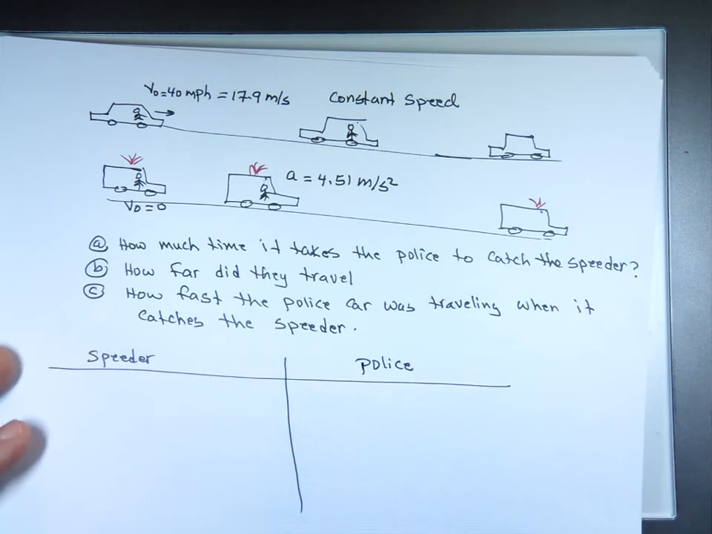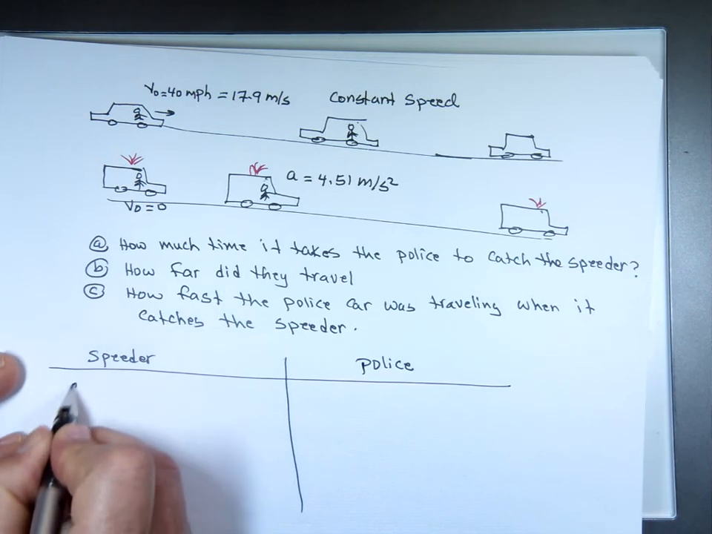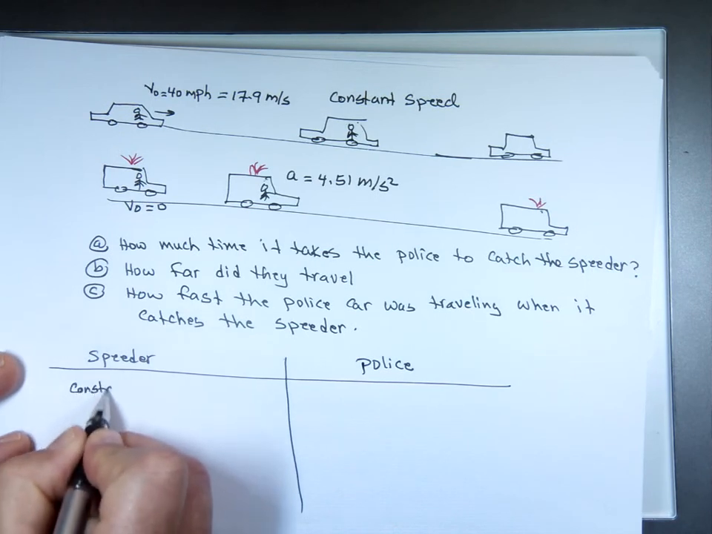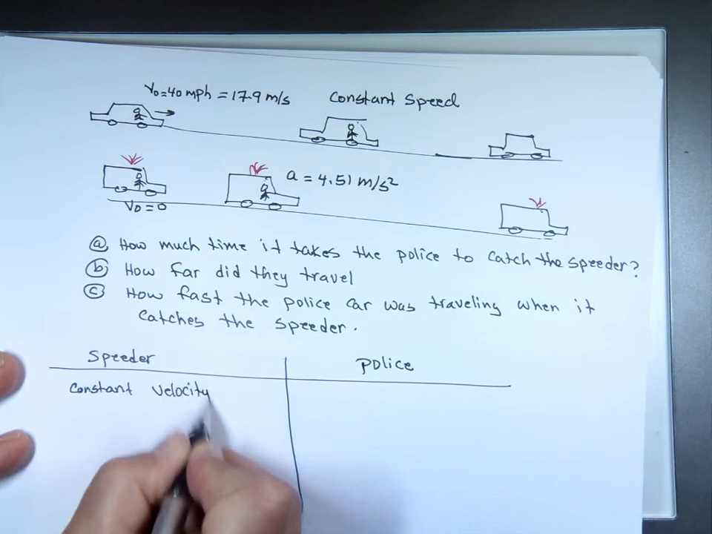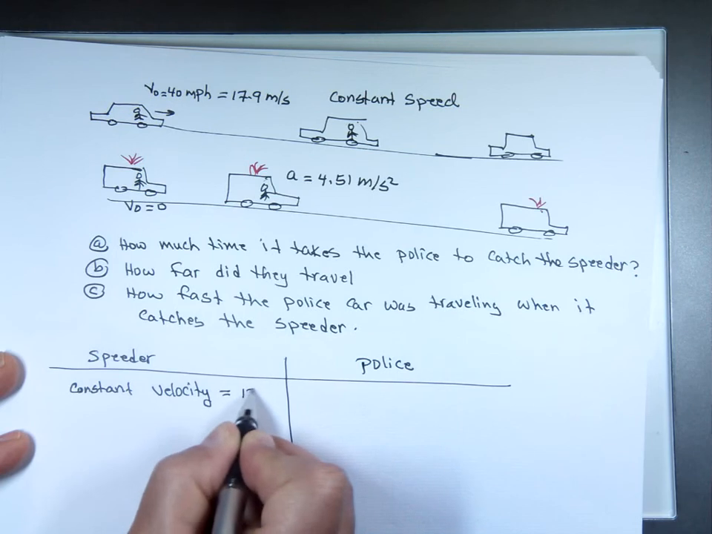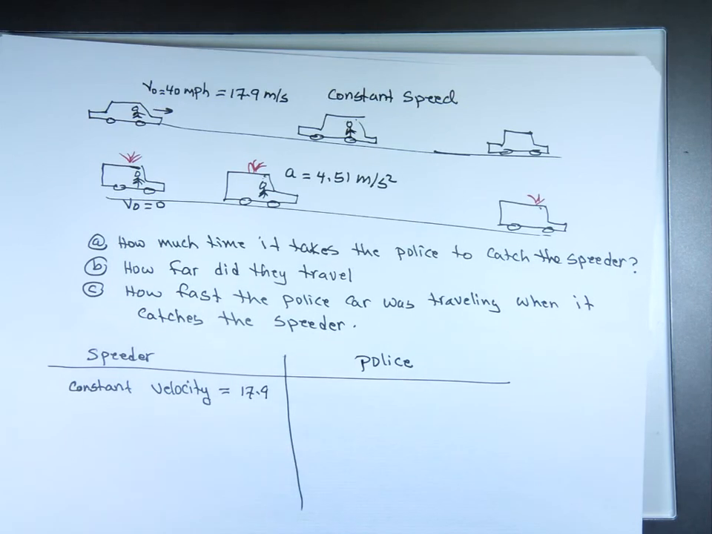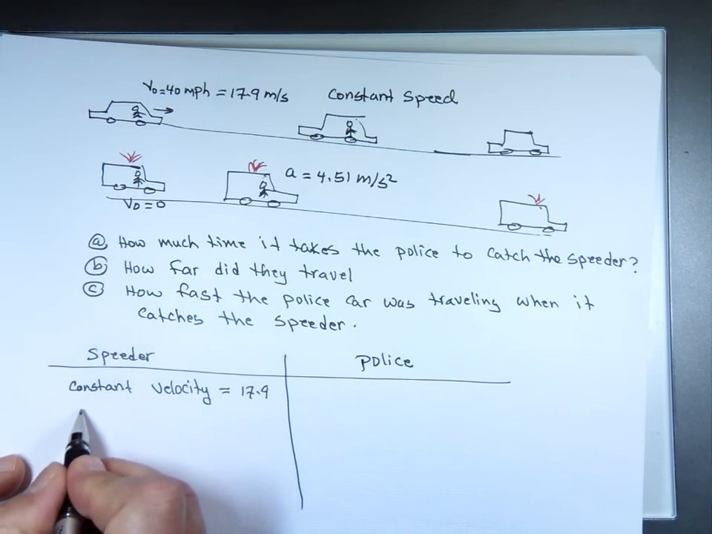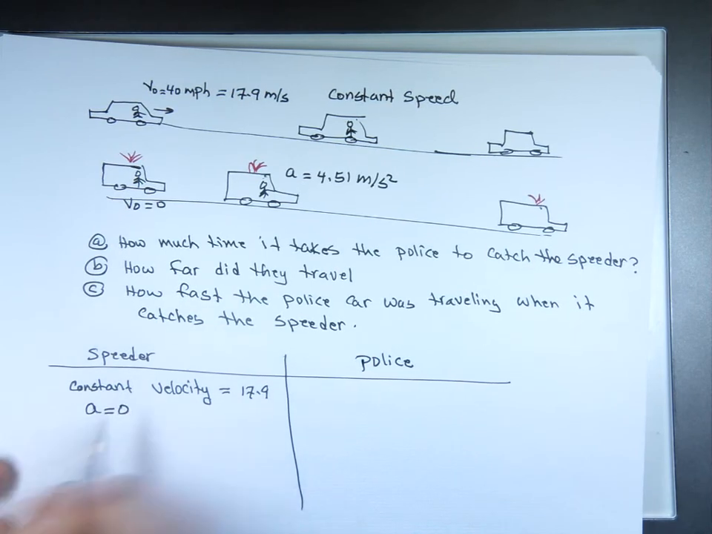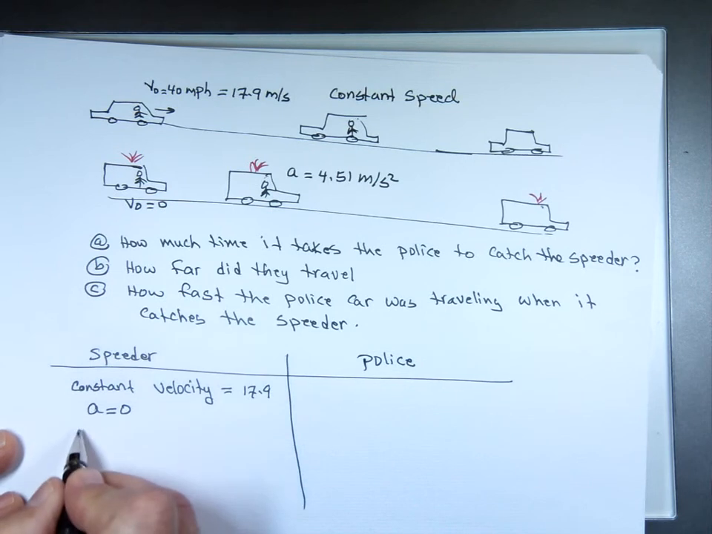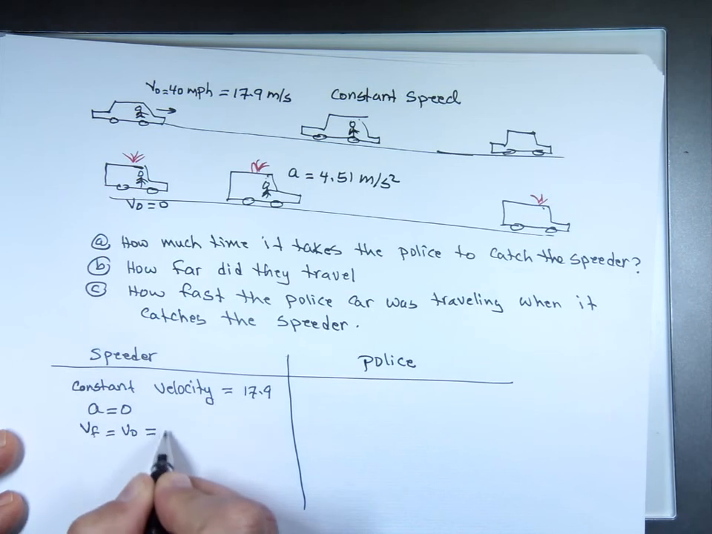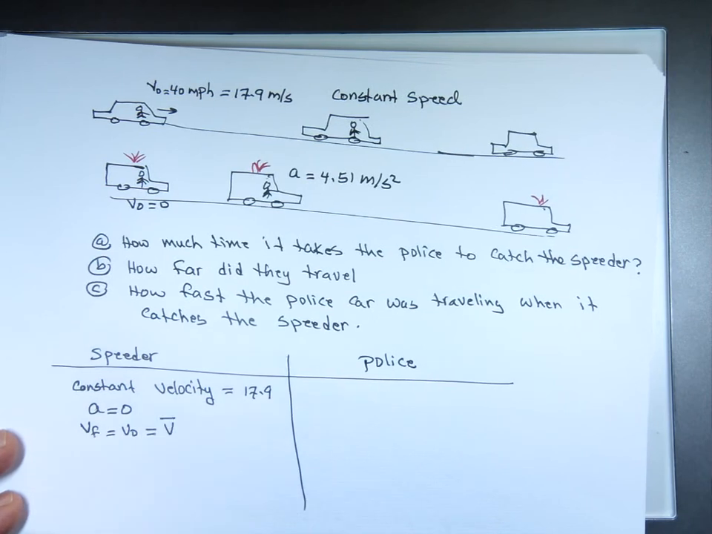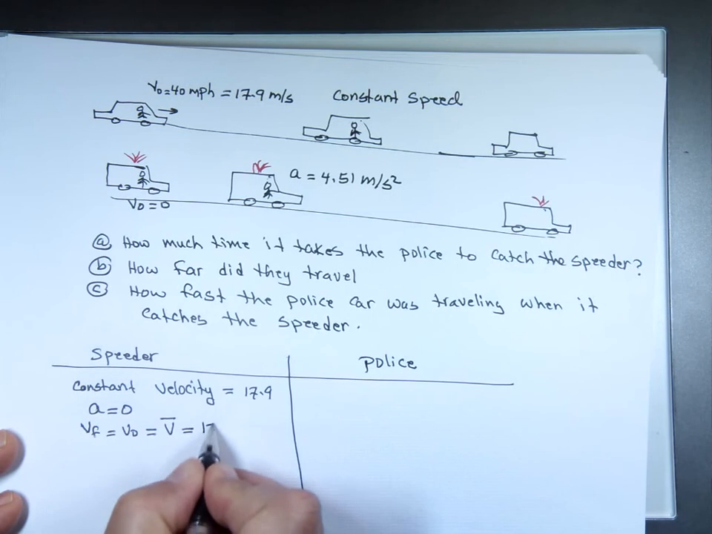For the speeder, what we know is what? Constant velocity. And that's equal to what? 17.9 meters per second. If your velocity is constant, what does that mean about your acceleration? 0. What does that mean about your final velocity and your initial velocity? They are equal. It's equal to your average velocity. It's the same. It's constant speed. It's 17.9 meters per second.